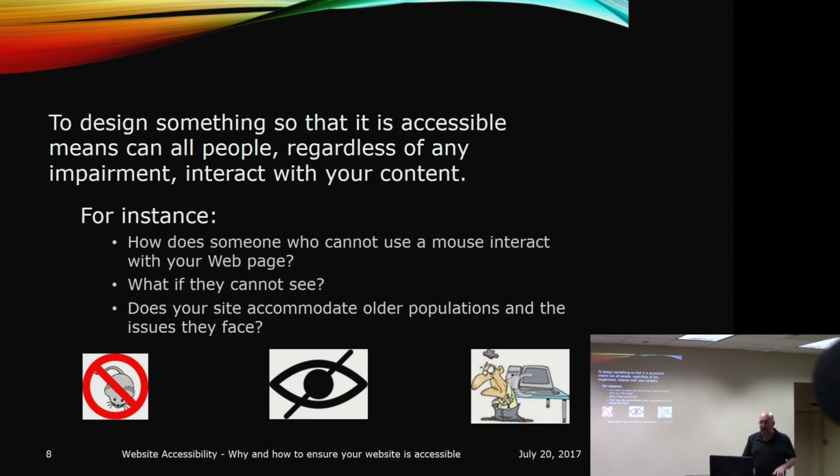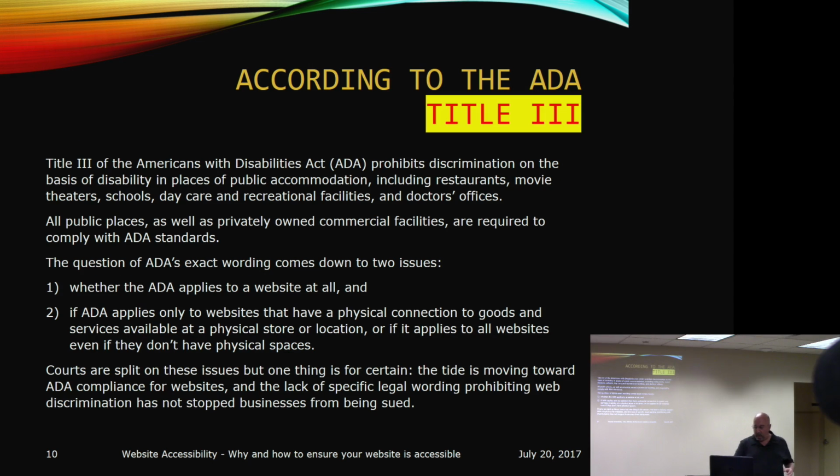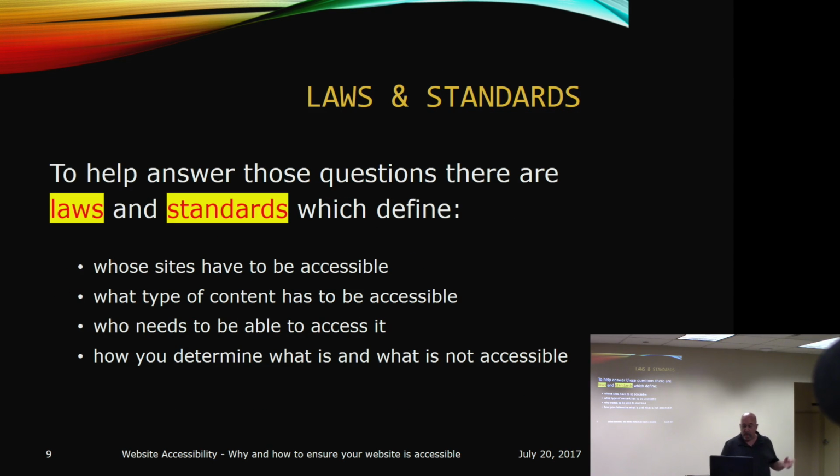Get on the internet. Old people still can't use the internet. They're having problems. They can't function on it. So how do you make it work for them? Okay? So to deal with this, there are laws and standards that we have to abide by that go along with the rules.